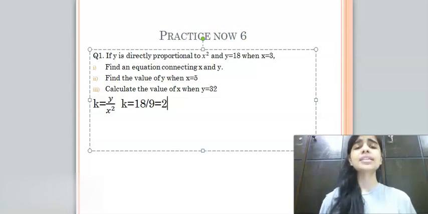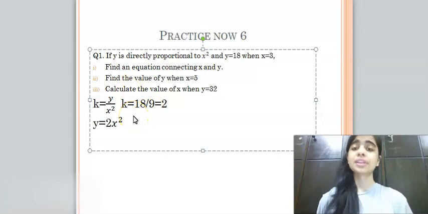Now we can easily find the equation. We know that this k over here is 2. So this equation will be 2 is equal to y upon x square. And then we can multiply the whole equation by x square and we can write the equation as y is equal to 2x square. So we're done with this part. Now let's move towards the second part.